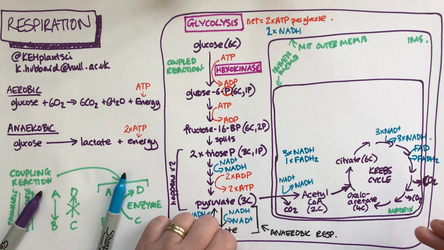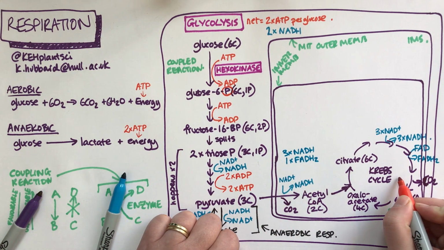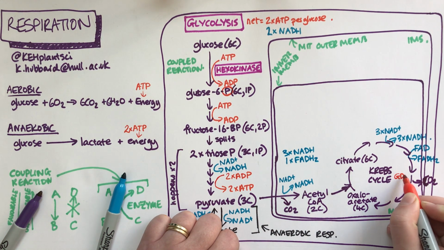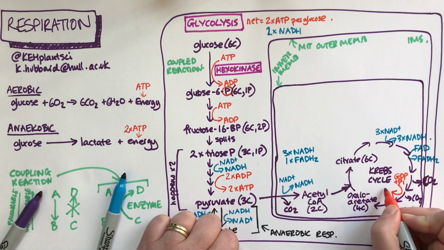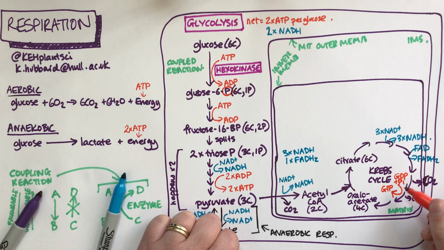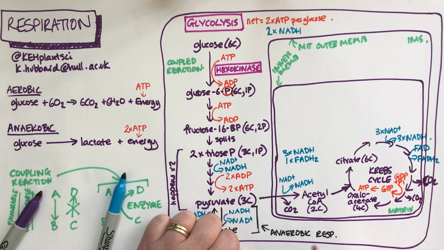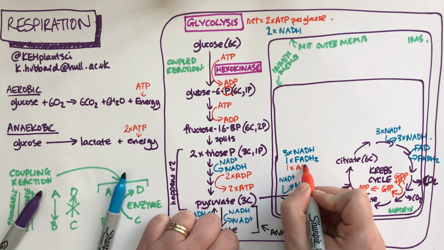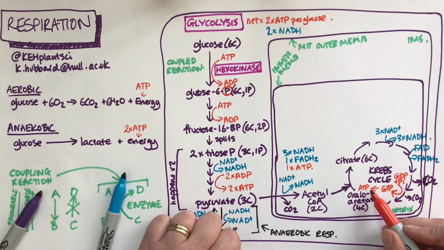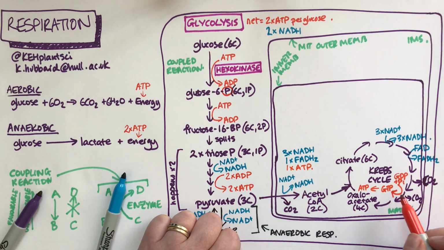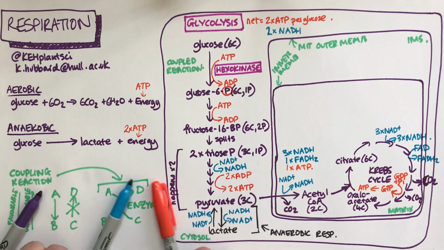And we make 1 molecule of GTP. So we go from GDP to GTP, and that GTP can become ATP. So we've got another ATP in as a result of that. Okay, so these are all energy carrier molecules.